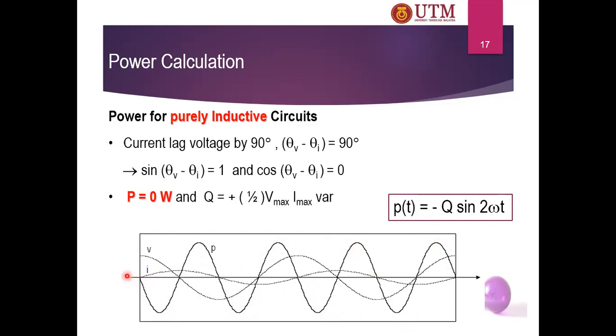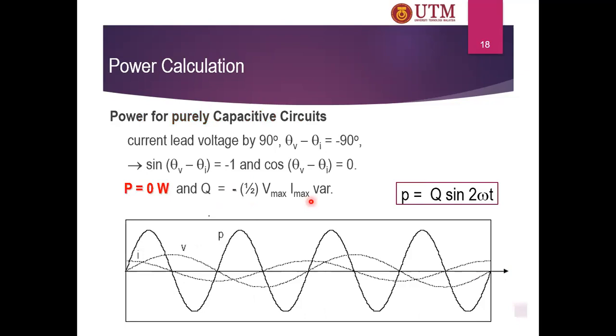Okay, so as you can see, the power is sometimes negative and positive. Meaning that this circuit sometimes will be supplying the energy, the Q, back to the source, and sometimes it will actually be absorbing the power from the source. Okay, and I would like to highlight that for this Q, the reactive power, the value is positive 1 over 2 Vm multiplied with Im.